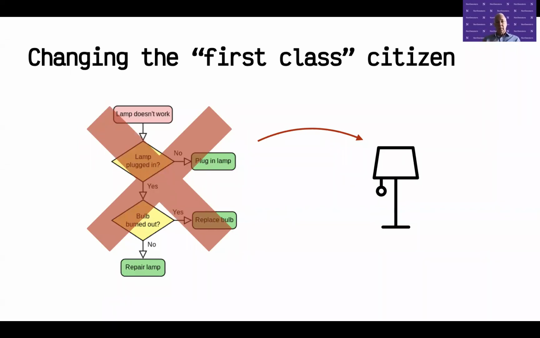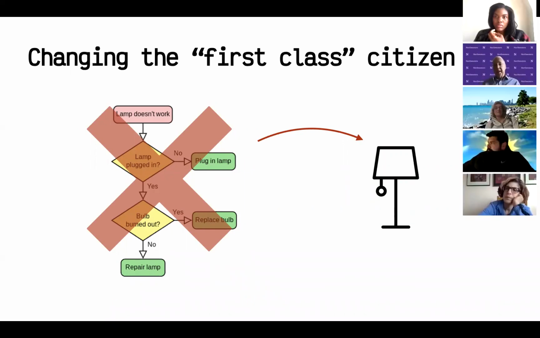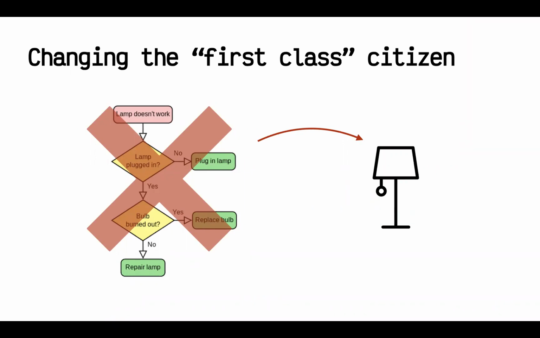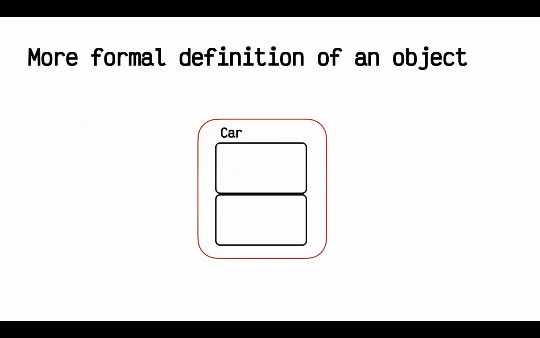So in this case, where we have lamp plugged in, is the bulb burned out? Plug in the lamp, replace the bulb, repair the lamp. Guess what? There's a bunch of nouns in there, and those nouns are the objects, and they become the first-class citizen in your design, not the procedures that you have or that you would see there on the left.